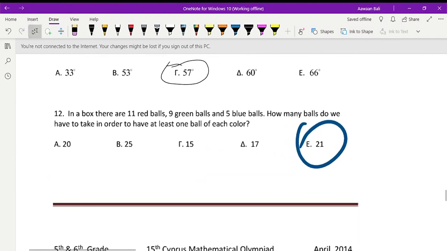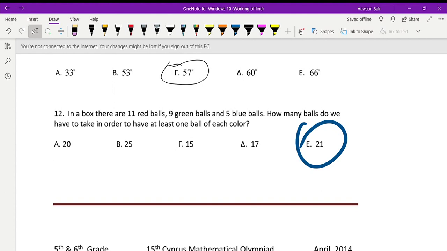Question number 12. In a box there are 11 red balls, 9 green balls, and 5 blue balls. How many balls do we have to take in order to have at least one ball of each color? So at least means smallest, but however you don't actually go for the smallest two amounts, like 9 plus 5, 14, plus 1 is 15, because then we can't exactly be sure.